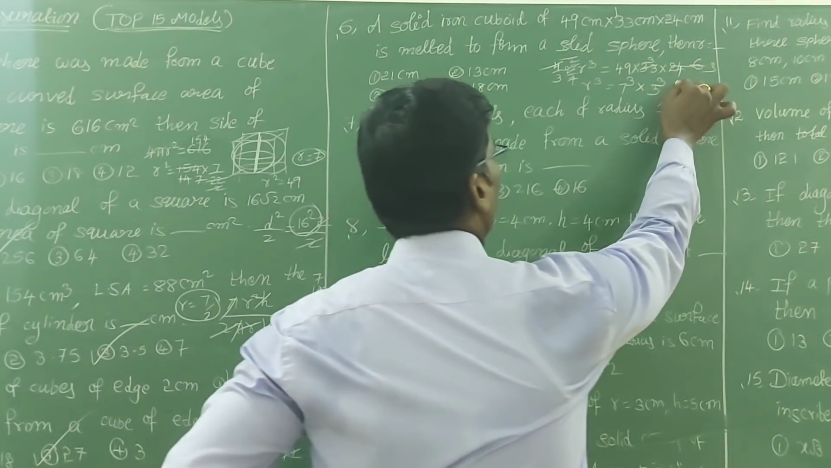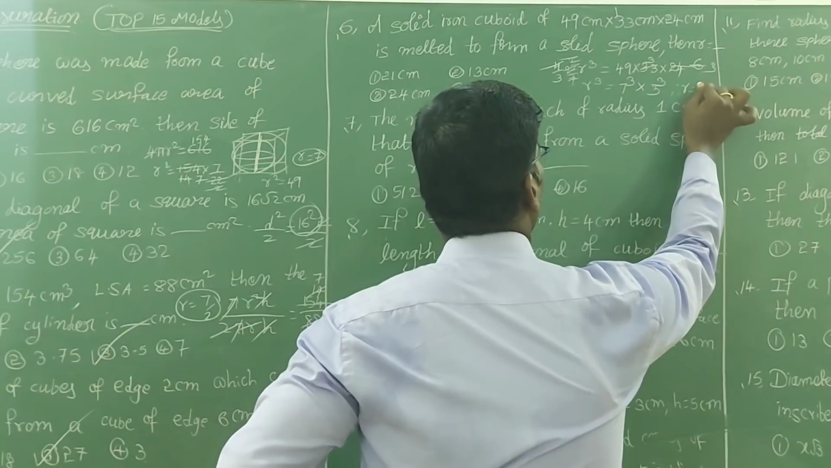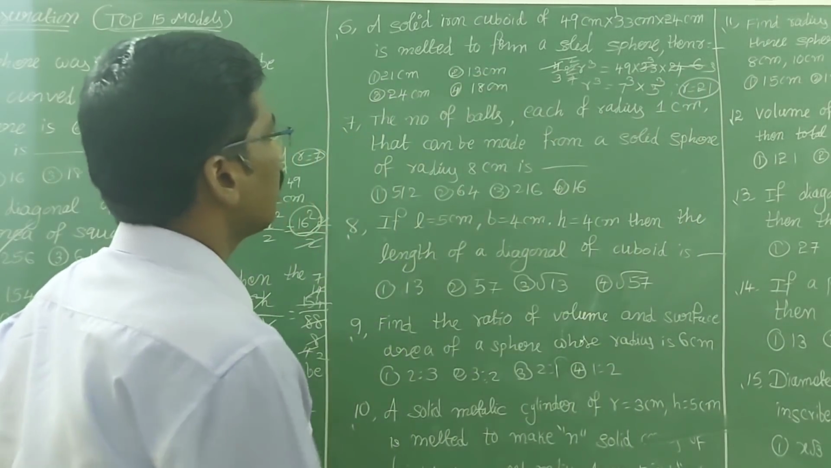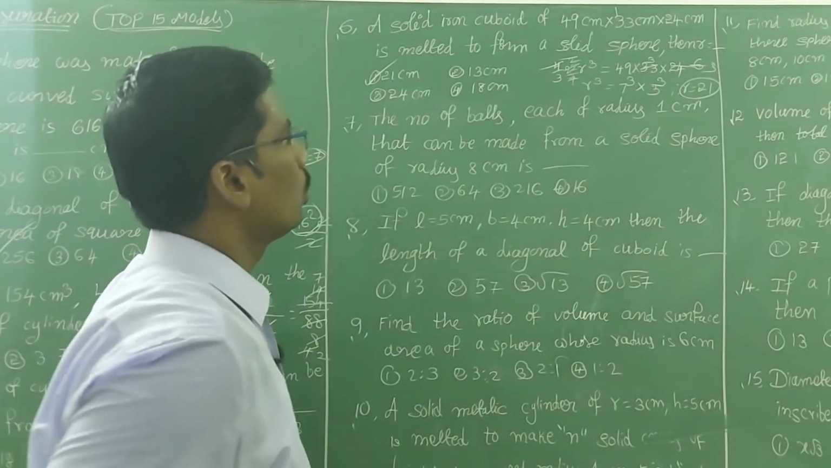So we want the r value. So radius is equal to 7 3s are 21. 7 3s are 21, because 3 3 3 will get cancelled. So 21 is the answer. So radius is 21 centimeters.